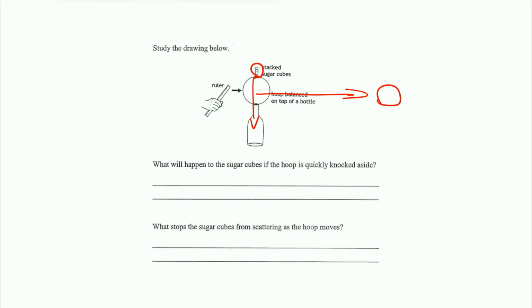Now, of course, the hoop will need to be knocked quickly. If you just sort of slowly start to push the hoop, well, friction is a thing. With Newton's laws of motion, friction doesn't really feature, but we don't live in a world without friction, right? Friction is everywhere. So if you just slowly push the hoop off to the side, the sugar cubes are going to experience the force of friction and be dragged along with the hoop, and so they won't actually fall straight down into the bottle. So you give the hoop a nice quick whack off to the side, and then the sugar cubes fall down into the bottle.